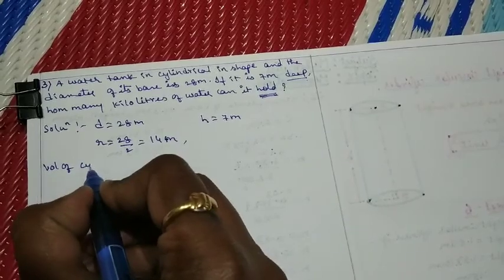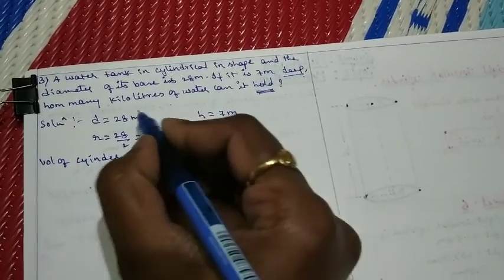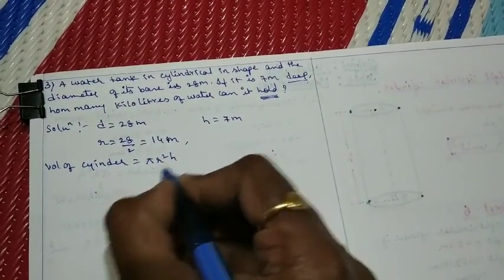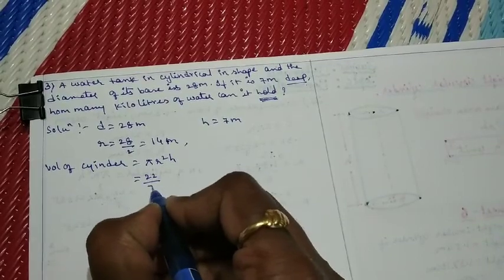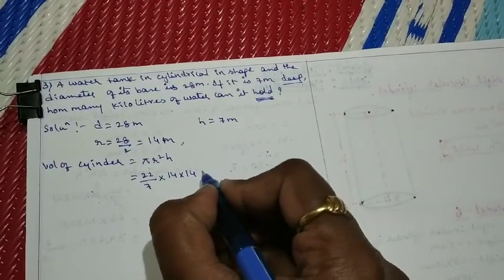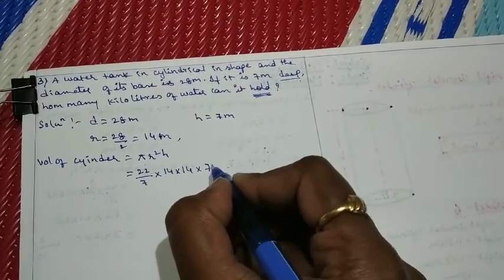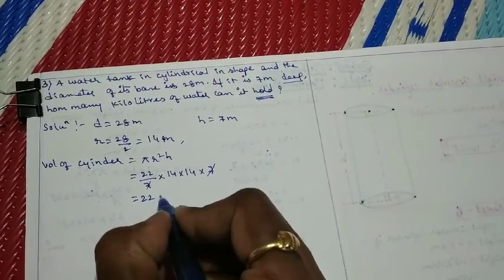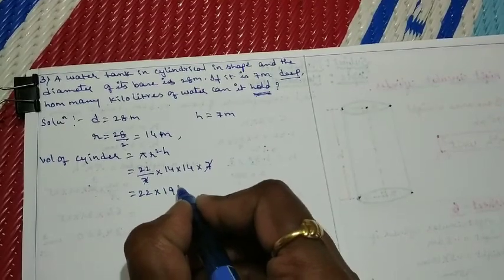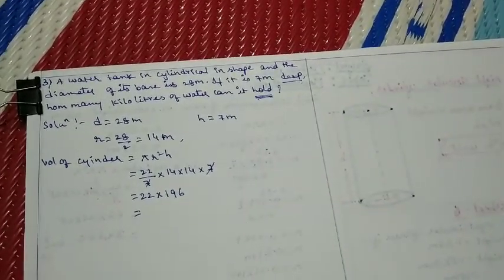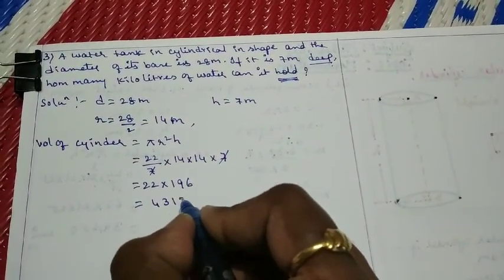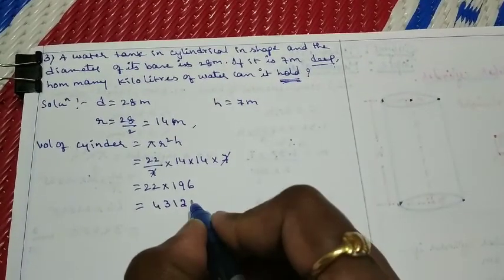After finding the volume of the cylinder, we need to convert it into kiloliters. Clear? Volume of cylinder is nothing but pi r square h. Then pi value is not stated, so we can take 22 by 7. Radius 14. Since we have r square, 14 is written 2 times. And the height is 7. 7 gets cancelled. 22 into 14 into 14 is nothing but 196. So the product of 196 into 22 we need to find. So we get 4312, and the unit is meters for both, therefore meter cube.